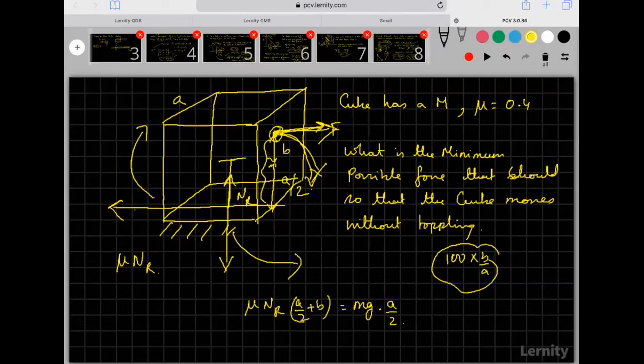Now normal reaction is going to be what? So normal reaction is equal to mg. Now if I substitute, mg gets cancelled. I can find the value for b in terms of a, and this was the question that was asked. Mu is 0.4, given. Can you complete it?